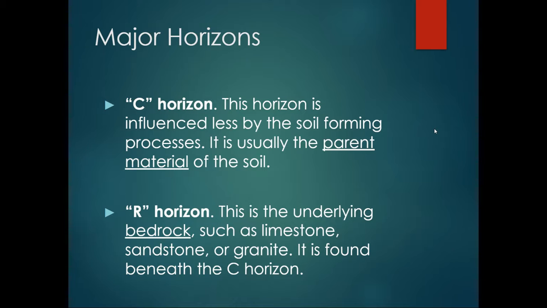The C horizon is typically some weathered parent material. It's just influenced less by the soil forming process. So you have some looser bedrock here in the C horizon, where the R horizon being the unweathered parent material or the bedrock. We call it bedrock. It's solid rock that has not been weathered, has not been broken down in any shape, form, or fashion.